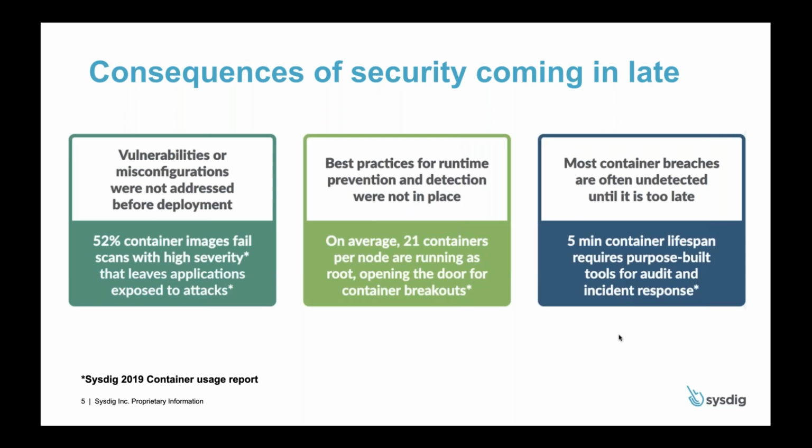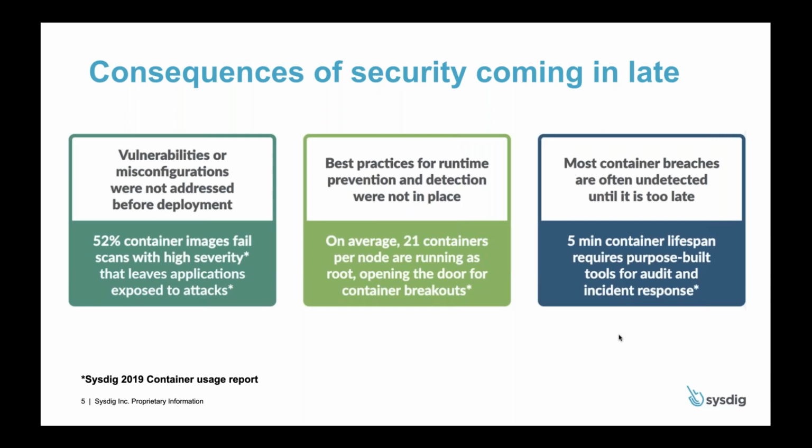Now, what are some of the consequences of security coming in late? One of the key implications of this is that a lot of times, like we just discussed, vulnerabilities are not addressed early in the life cycle and before deployment. And resolving this bug or vulnerability in your environment requires organizational changes between security and DevOps. To address this takes a lot of time. And a lot of times teams don't even know who owns the fix in the first place. One of the stats that we collected from our container usage report last year found that over 52% of images fail scans with high severity issues, ultimately leaving your applications exposed to potential attacks and vulnerabilities.